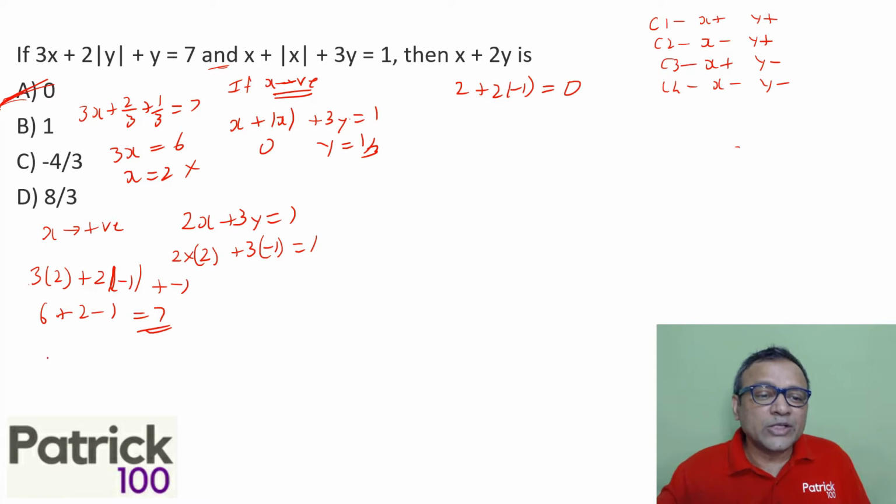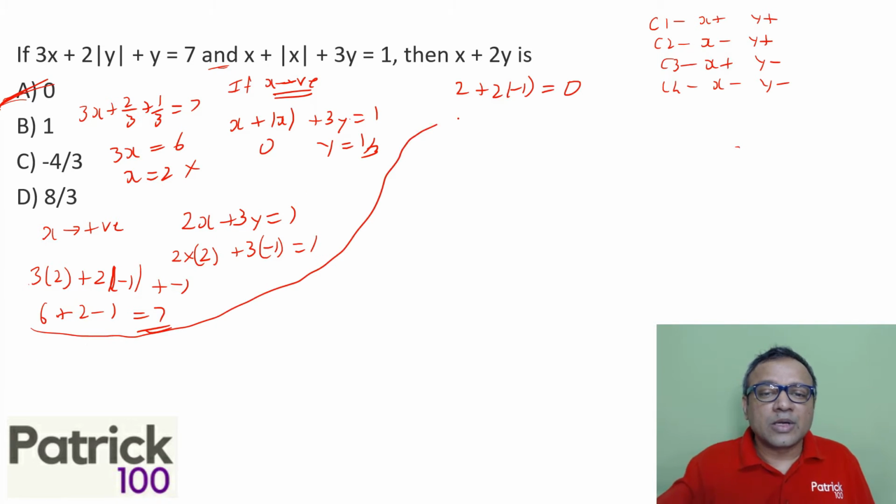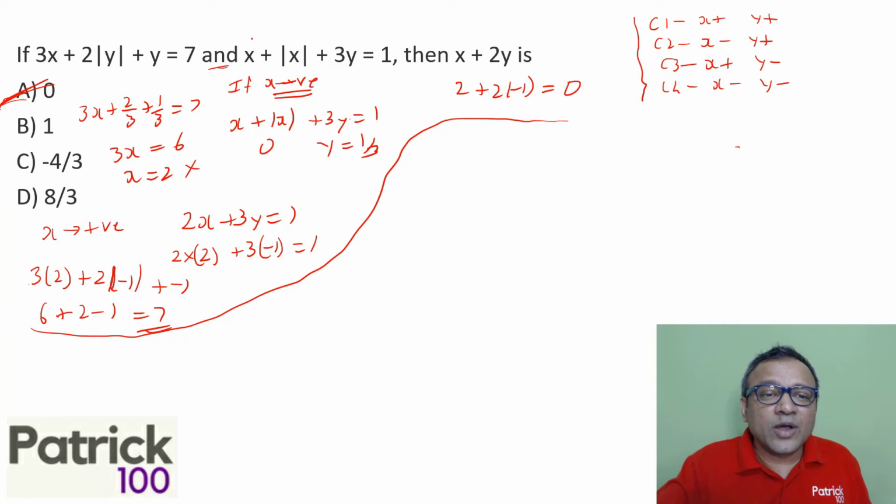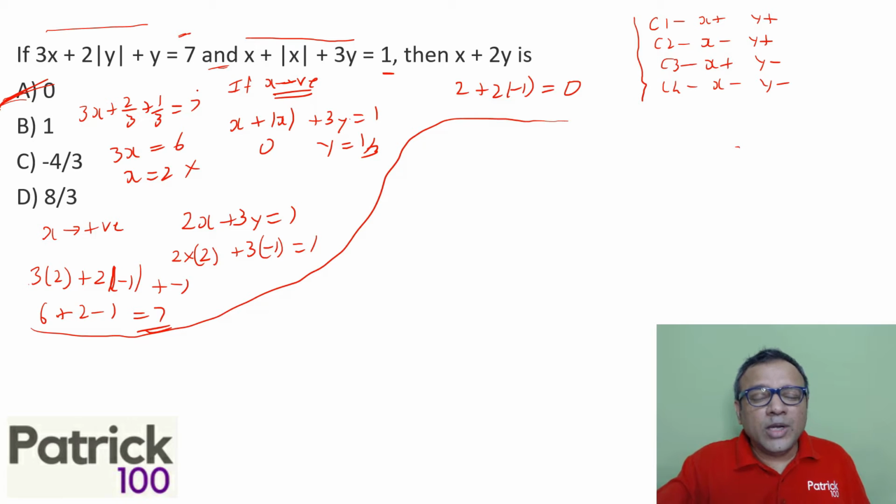This is the first method where you assume values and try to solve, it will become easier. Second is, instead of taking all the four cases, try to find what can be the case. Now if you look, in the second equation the value is small. In the first equation, the value is large. The only reason could be that here some negative is gone, whereas here it is more or less positive. Which means x is positive and y is negative.